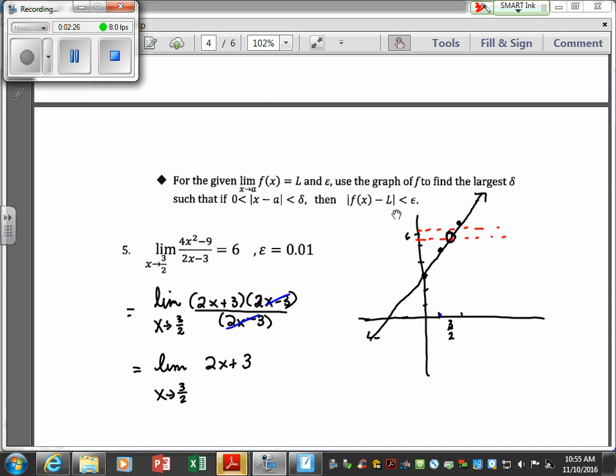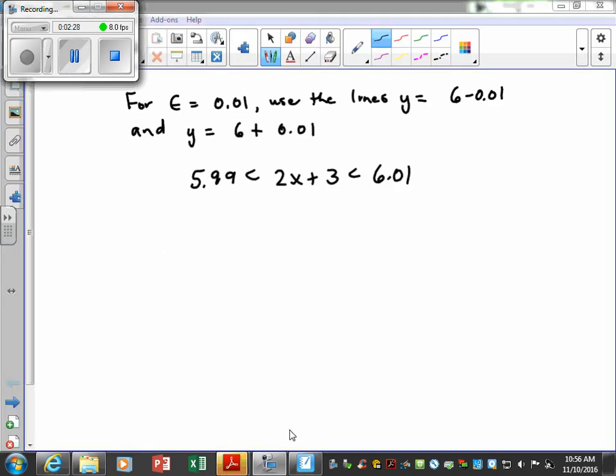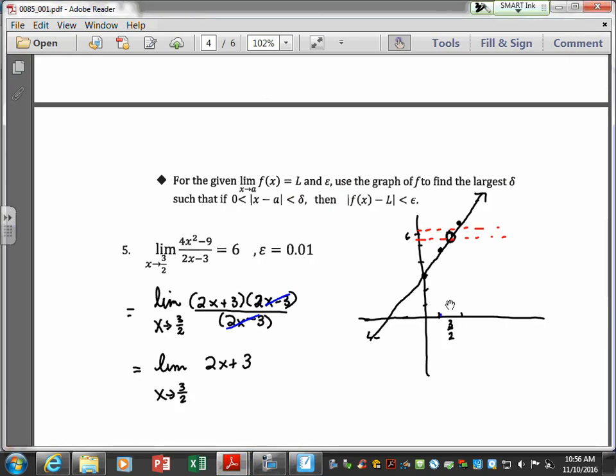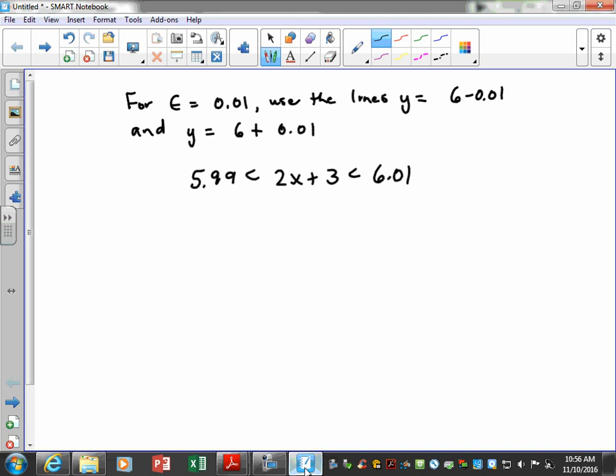Okay, so we're going to do some calculations on this. We're going to come over here and they gave us epsilon. They want our function to be within 0.01 of our limit. So we use the lines y equals 6 minus 0.01 and 6 plus epsilon. So it gives us this inequality. Our function's going to be in between those values, and that's to get us within this region. This is the first equation of the line. That's the other equation. So let's do some algebra.